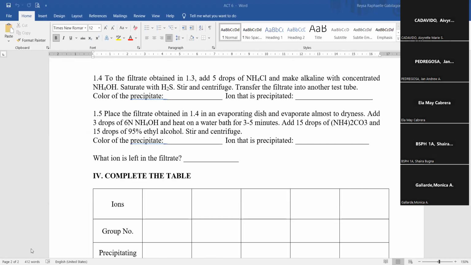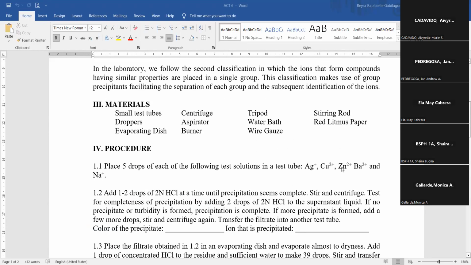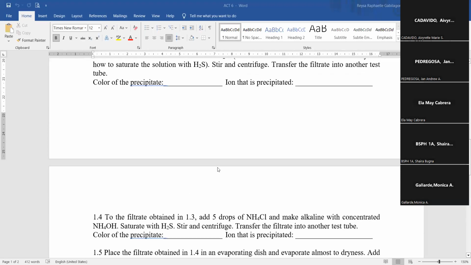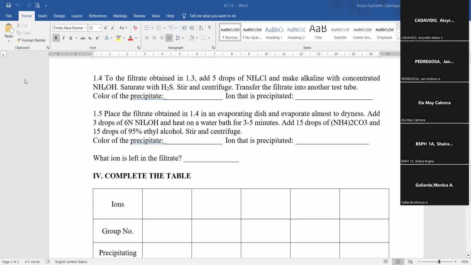Sige. Now, the next thing, after na-precipitate ang copper, so ano naiwan natin? Zinc, barium, and the sodium. So, dito naman, nagpatuloy yung ating experiment here, ha? So, mag-filter talaga yan to get again the ions. This time naman, we use these reagents here.